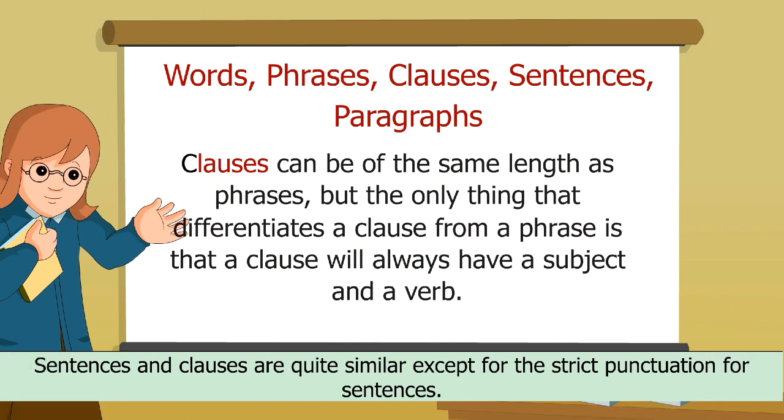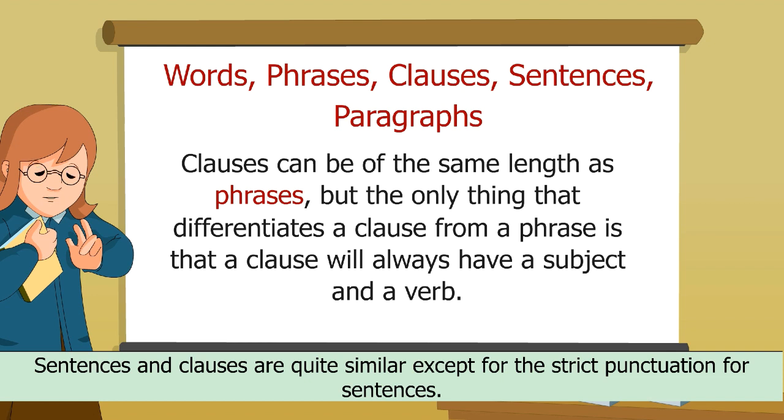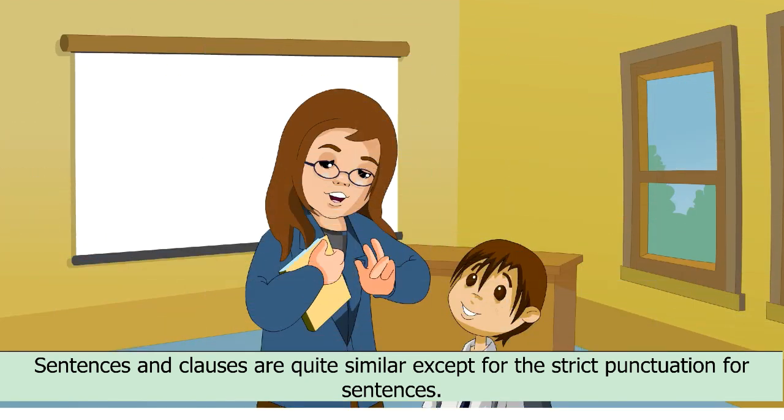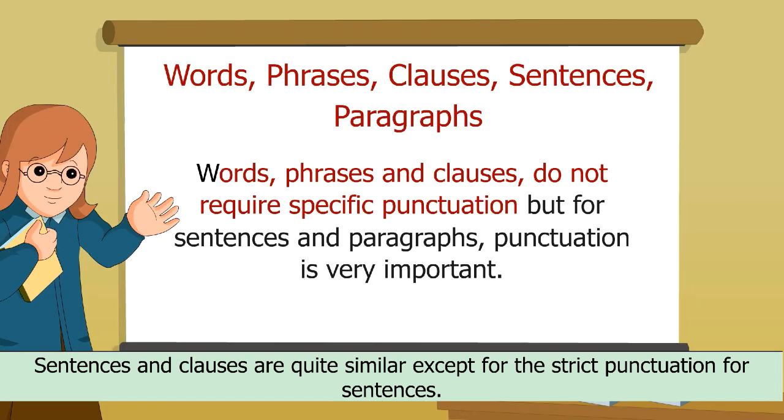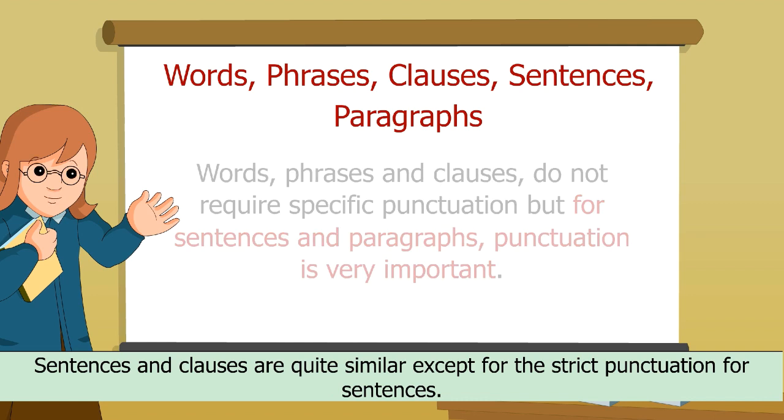Interestingly, clauses can be of the same length as phrases, but the only thing that differentiates a clause from a phrase is that a clause will always have a subject and a verb. Examples of clauses are, he asked Miss Lee politely, or so he went home after school. Words, phrases and clauses do not require specific punctuation, but for sentences and paragraphs, punctuation is very important.